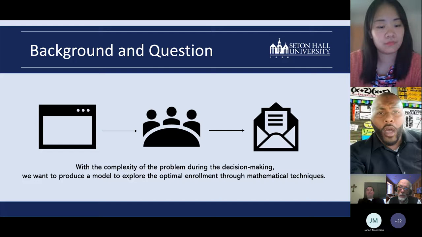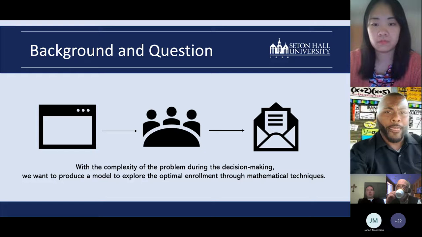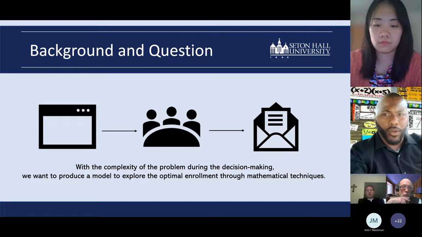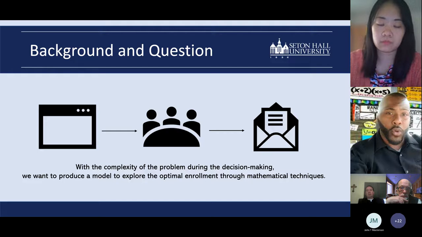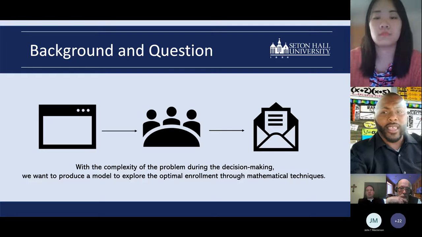So we're going to give you the background and the question. Basically, the concept of student enrollment has been extensively studied in management enrollment settings. A very detailed approach to the decision-making process might be a little overwhelming because of the complexity of the actual problem. So a suggested way to model the problem will be explored in the optimal enrollments through the use of mathematical techniques. Numerical simulations we put together using flows, stocks, internal feedback loops, time delays, and table functions to help in studying student enrollment dynamics.